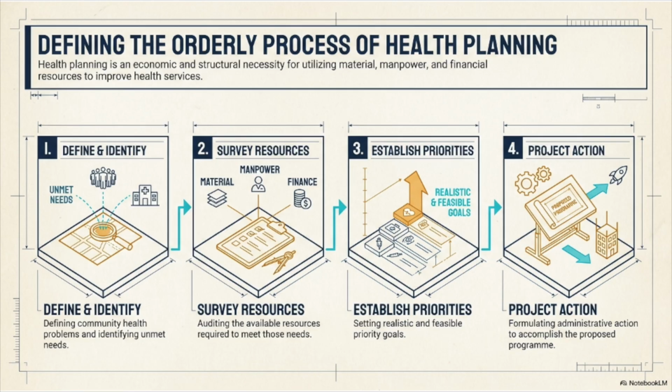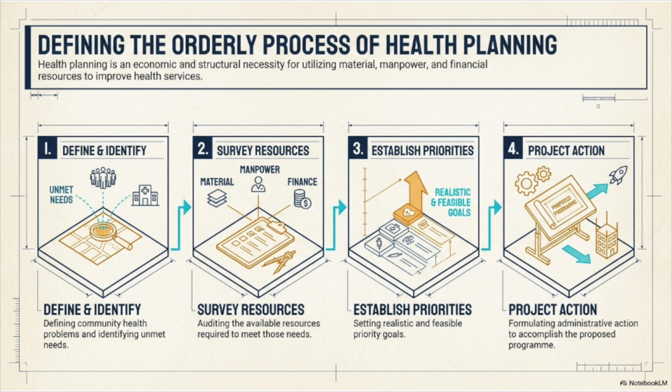Let us begin by understanding what health planning really means. It is an economic and structural necessity for utilizing material, manpower, and financial resources in order to improve health services. This process follows an orderly sequence of four broad stages. The first stage is to define and identify, where community health problems and unmet needs are clearly defined.